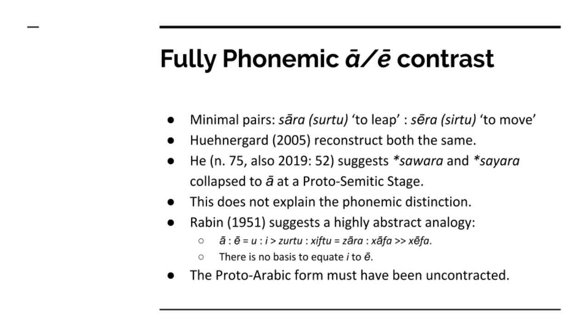So we have a phonemic distinction in a form of classical Arabic, with minimal pairs and everything, and this must have some kind of historical background. And I will argue that Proto-Arabic must have had uncontracted forms of these triphthongs, so that indeed these verbs were probably something like sawara and sayara, and only at a later stage they contracted. And we'll go into some of the evidence for that.